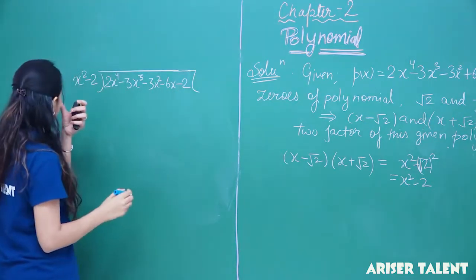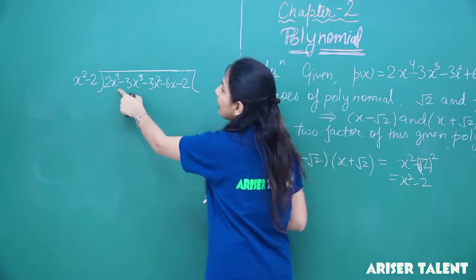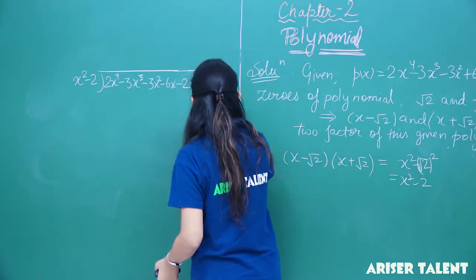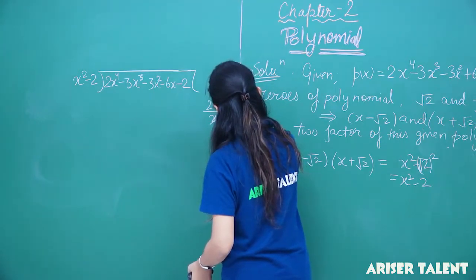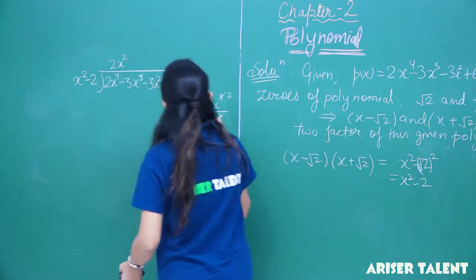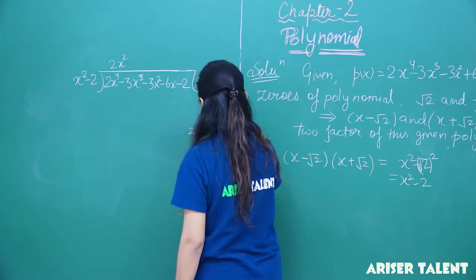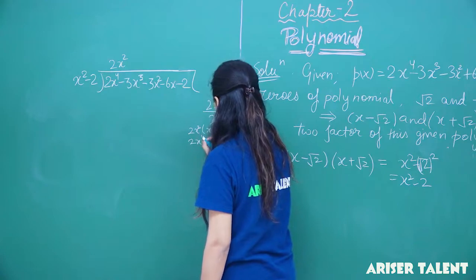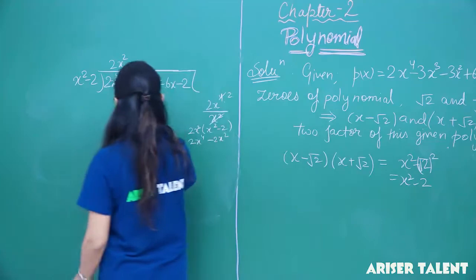Okay, students. Now you have x square here and 2x to the power 4 here. So simply what you have to do, 4x to the power 4 divided by x to the power 2, that will cancel out and will give you 2x square. So you have to just write 2x square here, and 2x square multiplied by x square minus 2 will give you what? 2x to the power 4 minus 2x square. So write it here.